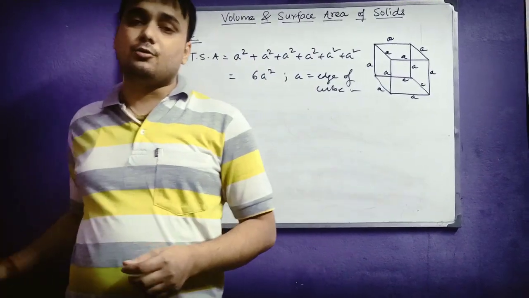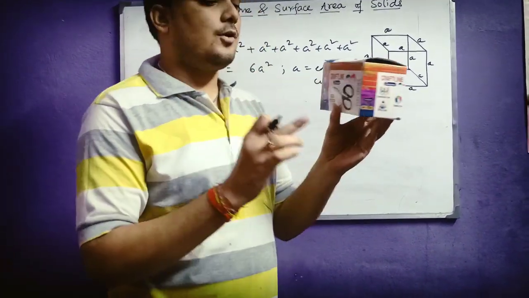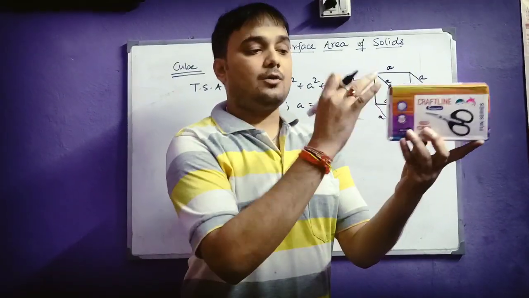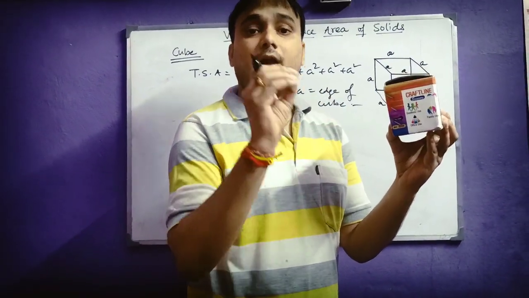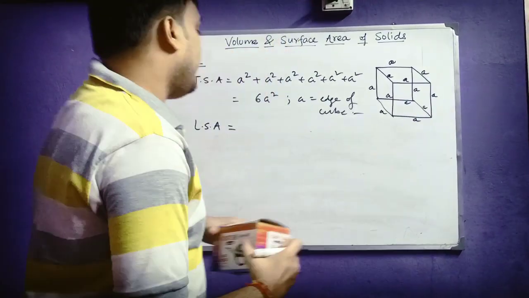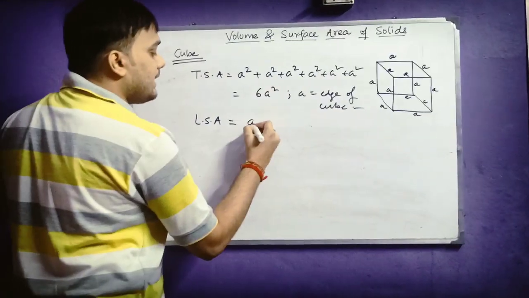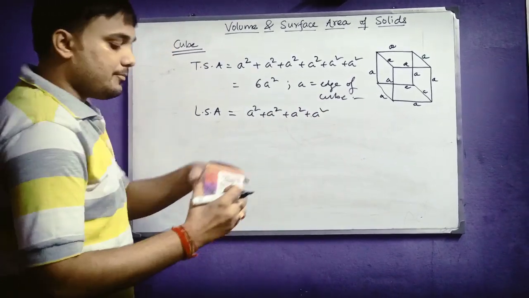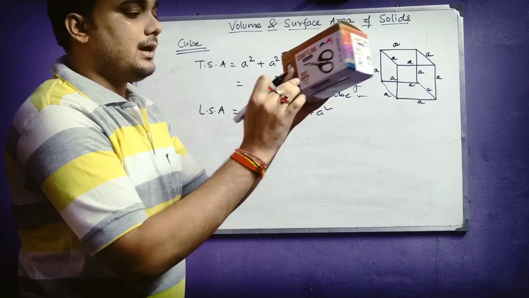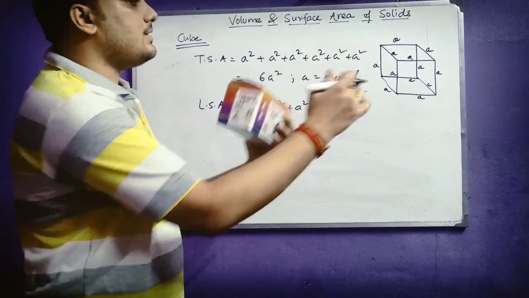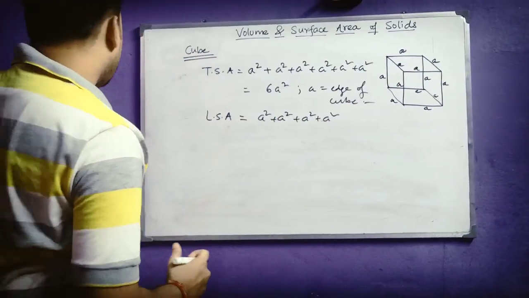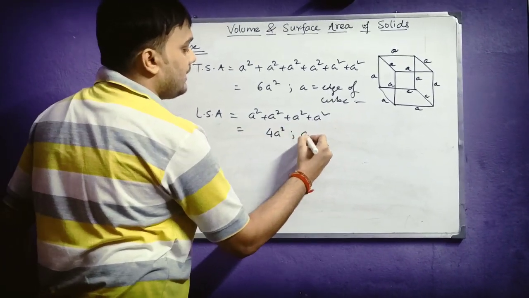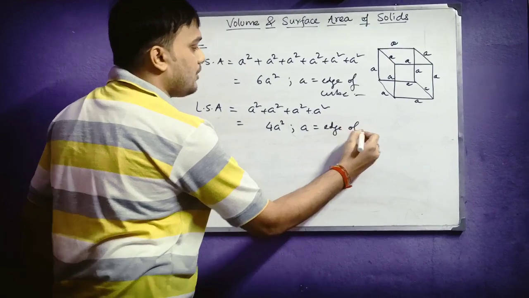So if this is a cube, if I take the 4 walls, this is the first wall, second wall, third wall, and fourth wall, and all the walls are square in shape and have the edge a. So the area of the 4 walls will be obviously a square plus a square plus a square plus a square. Why? Because all the faces are square and edges are all a only, as you can see in this diagram also. Okay, so this will give you lateral surface area as 4a square, where a is the edge of the cube.